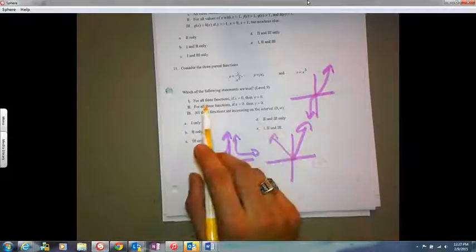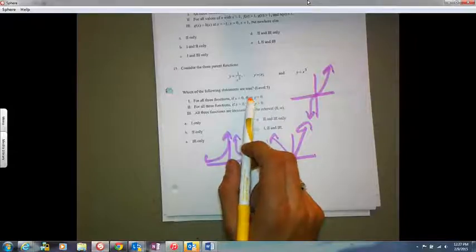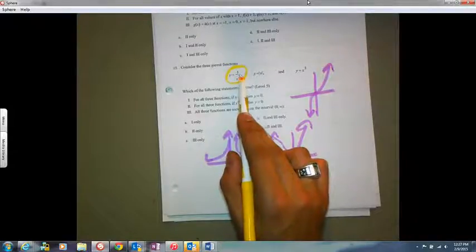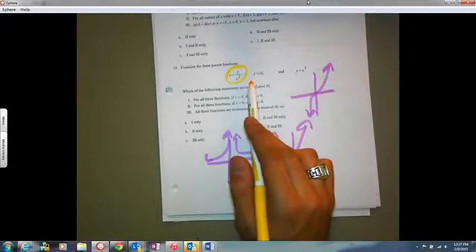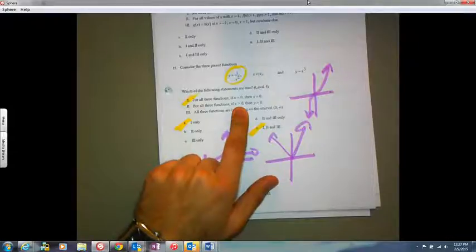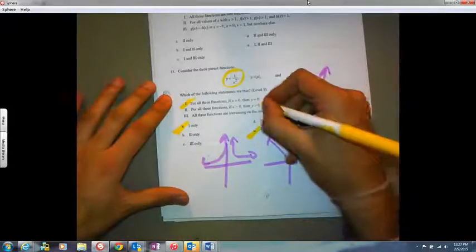For all 3 functions, if x is 0, y is 0. That is not true for this one, because here, if x is 0, 0 squared is 0, and 1 divided by 0 does not exist. So this is not true for all of them. So 1 is out. For all 3 functions, if x is greater than 0, that is positive, then y is positive. That's true here, true here, true here. So we're good. C is out.